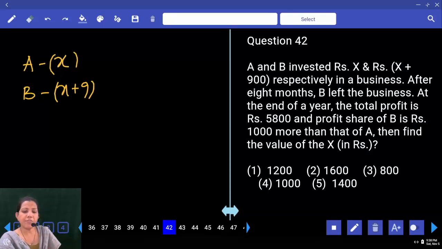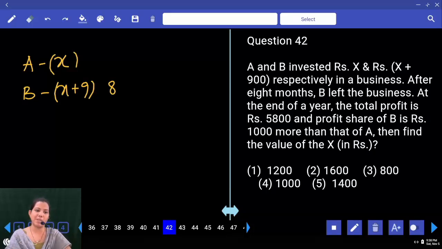Next. After 8 months, B left the business. After how many months did B leave the business? Then what is B's time? 8. B's time is equal to 8. Always investment into time is equal to profit.